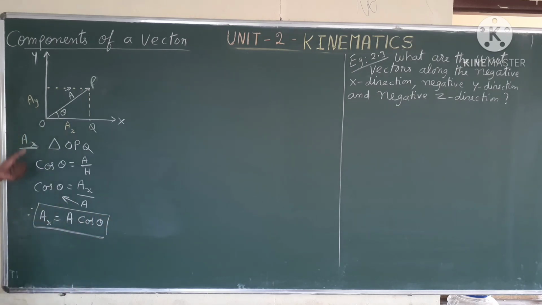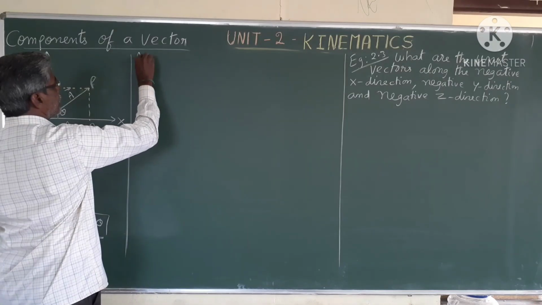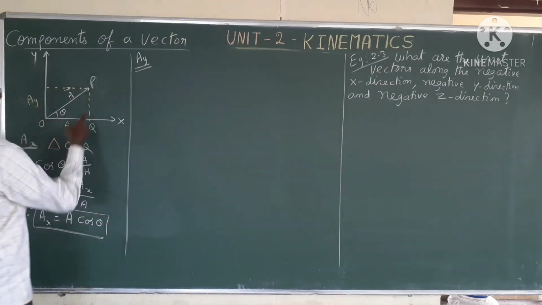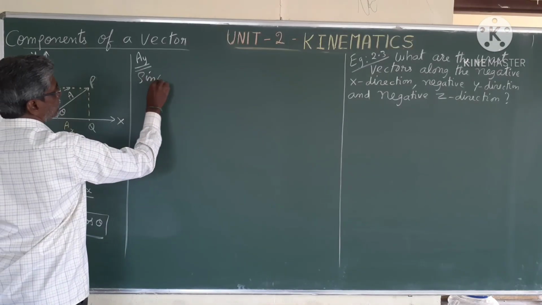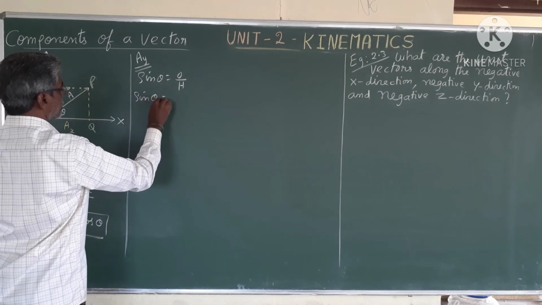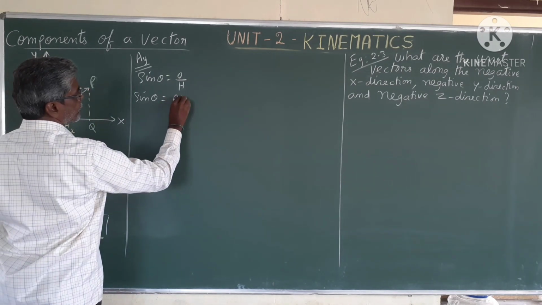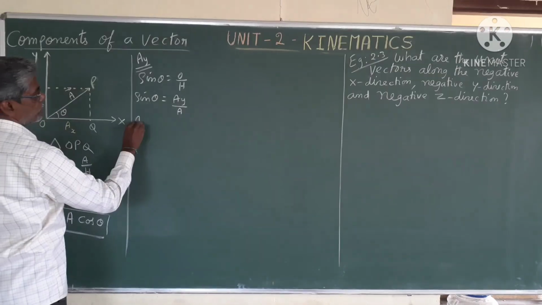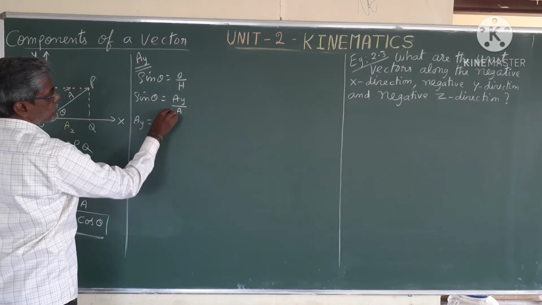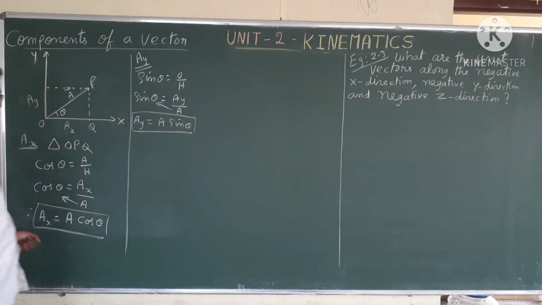So we calculated the horizontal component, that is Ax. Now we go for vertical component Ay. So in this triangle, take sin theta is equal to what? Opposite side by hypotenuse. So sin theta is equal to what is opposite? PQ. PQ is nothing but what? Ay by A. So therefore Ay is equal to A sin theta. So we calculated the horizontal component as well as the vertical component.